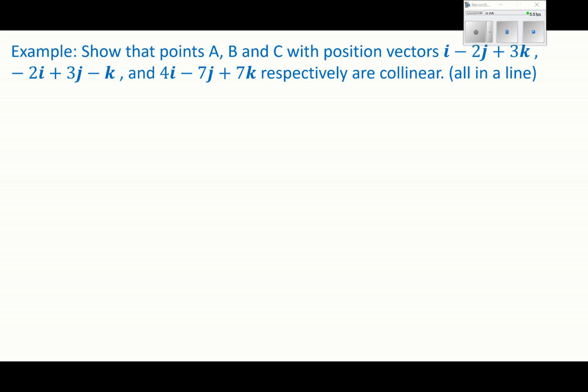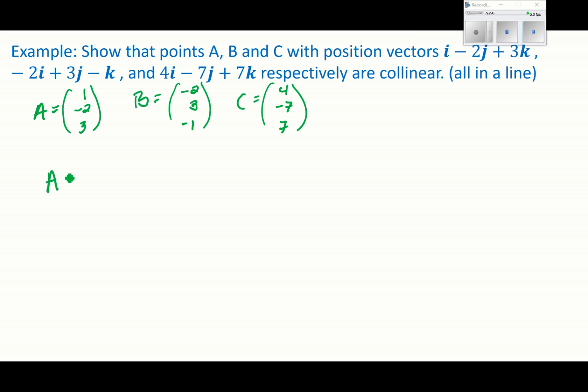All right, another example. Show that points A, B, and C with position vectors, given to us in unit vector form, respectively are collinear, meaning that they're all in a line. So we want to be able to show this. Let's just represent our unit vectors in column form. So we know that A is really (1, -2, 3). Our vector B is (-2, 3, -1). And our vector C is (4, -7, 7).